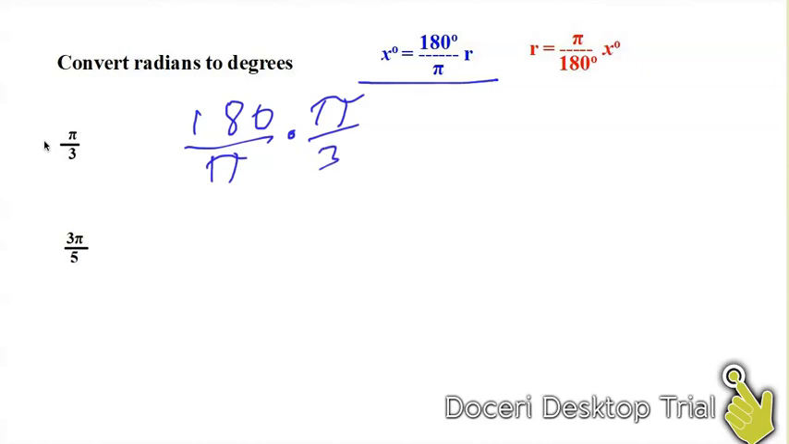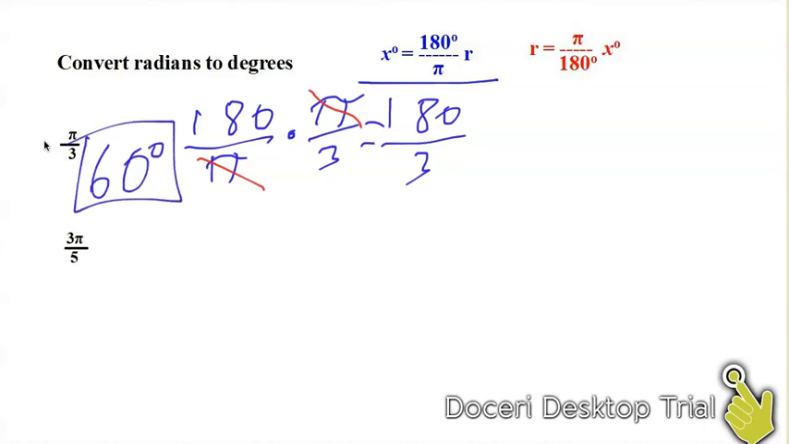Now, before I multiply this, I'm going to simplify it. Notice I have pi on top and bottom, right? Gone. Cancels out. Now I just have 180 divided by 3, and 180 divided by 3 is easy enough. That is 60 degrees. All right, let's do the other one there.